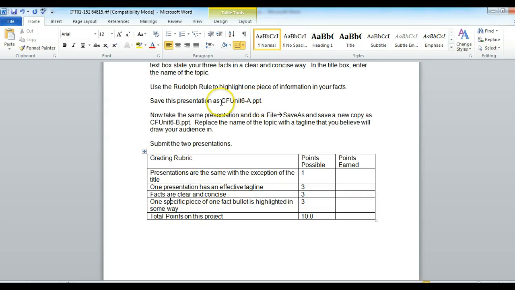So that's the work you'll do. And again, you'll turn in the A version and you'll turn in the B version using those exact names to save them as. So that's this assignment.